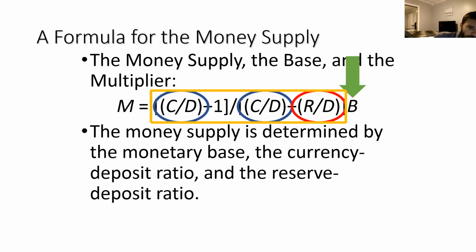If C over D or R over D increase, it causes that entire term in the orange rectangle to shrink, which would cause the Fed to lose control of the money supply unless it adjusts the base in the opposite direction. So we're going to take a really quick look at a case study related to the Great Depression.